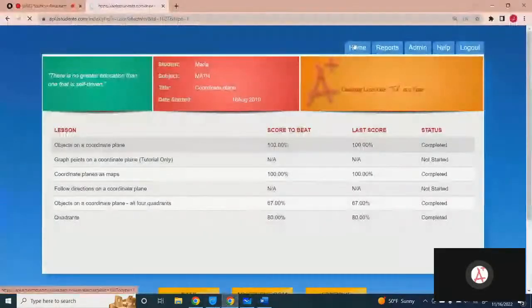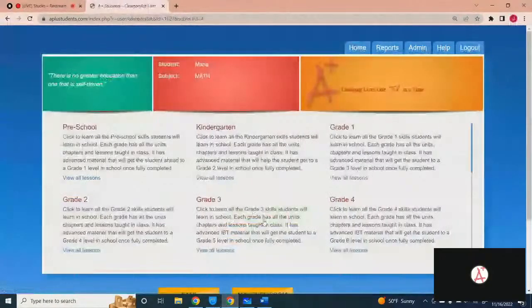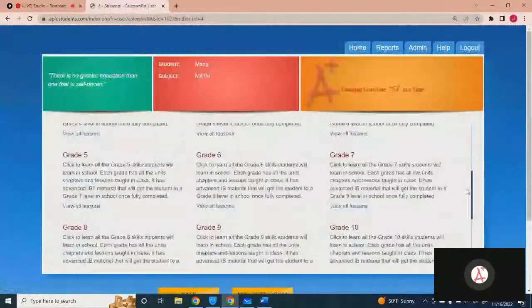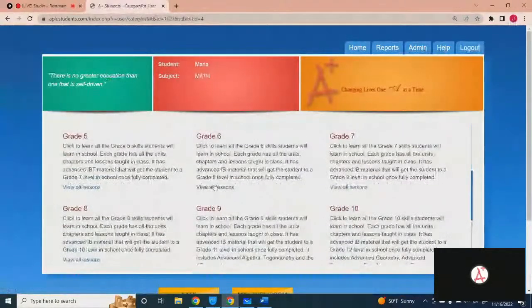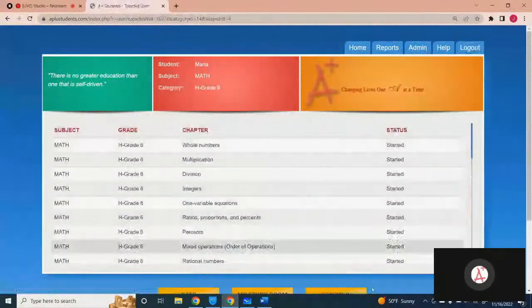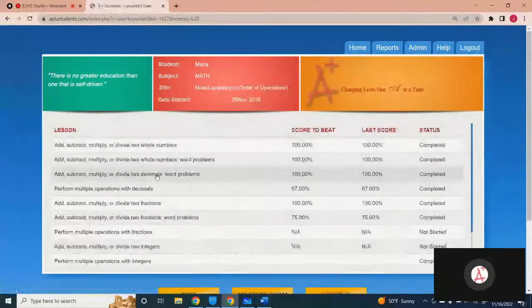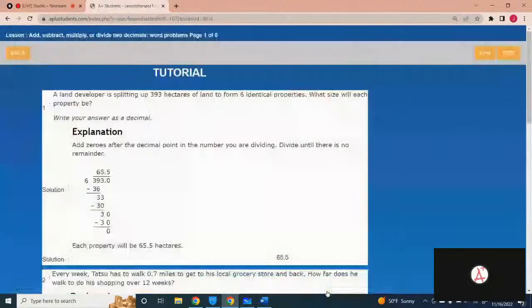Let me just go to grade 6 maths. You have to select math from the subject tab. Then scroll down to grade 6 maths. Click on view all lessons. Here is the mixed operations. Click on the continue button and start with the topic, that is add, subtract, multiply or divide two decimals word problems. Yes, that is the same we're going to start with. So let's start with the topic.